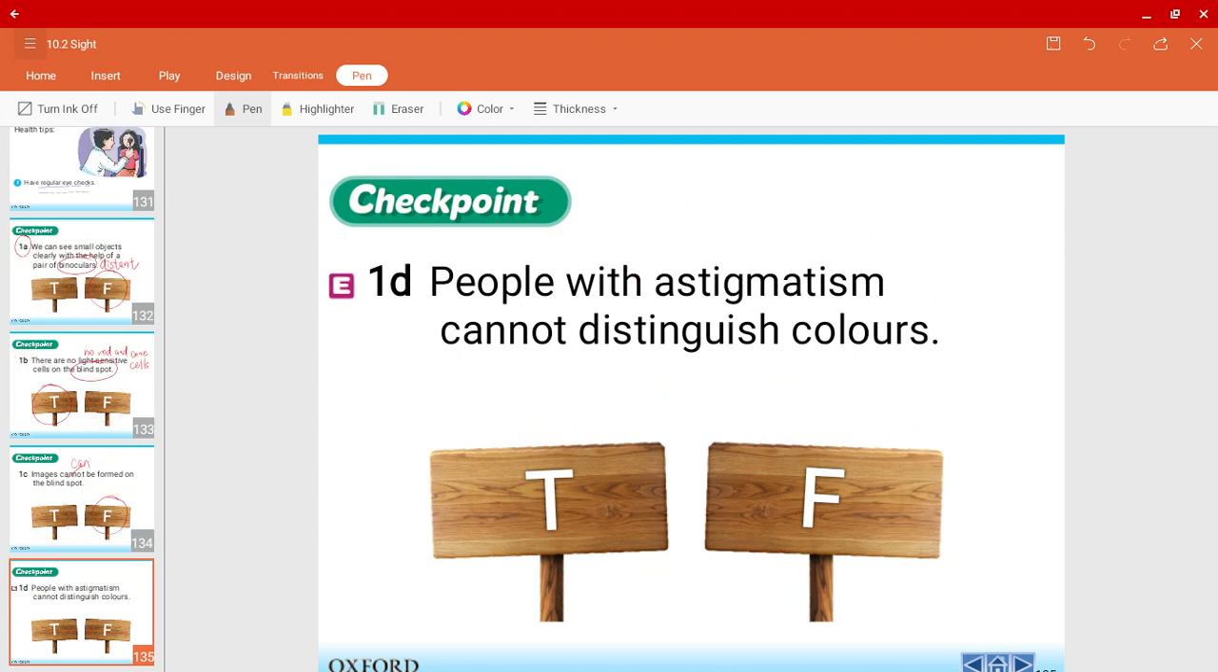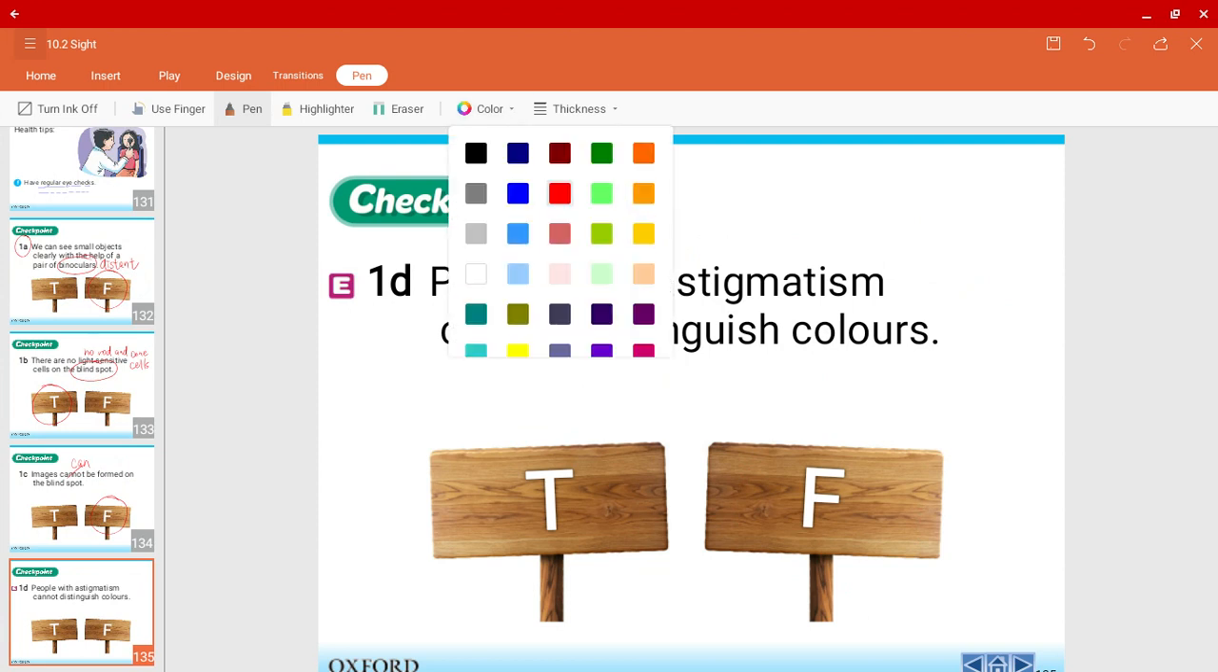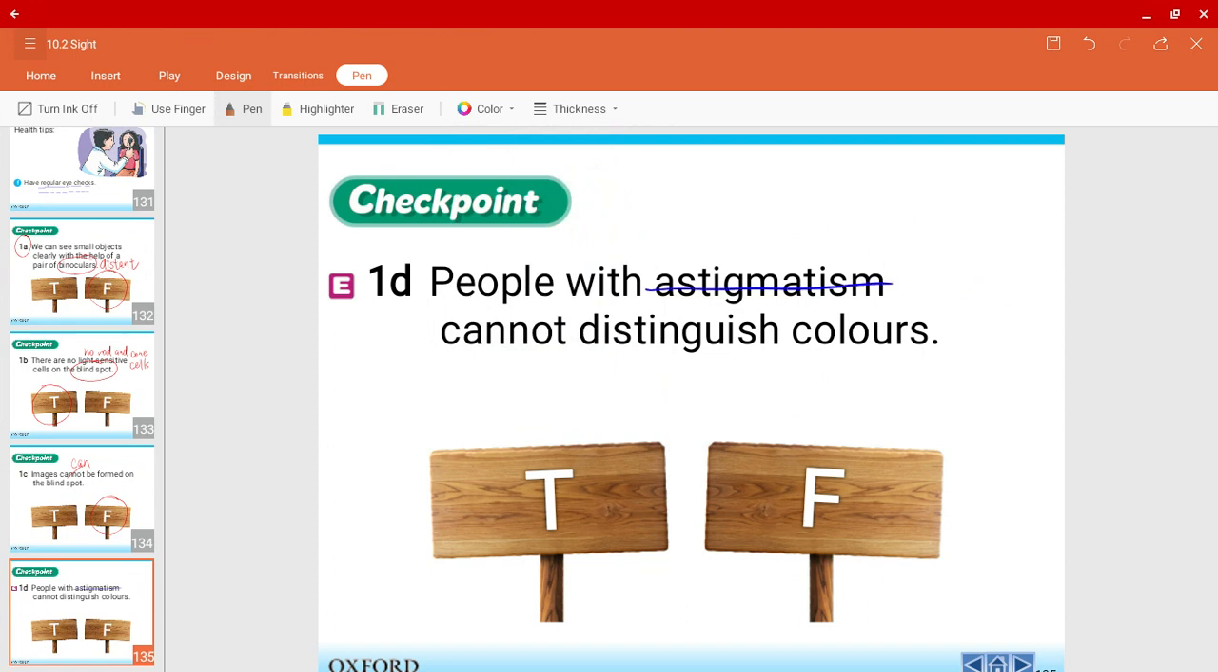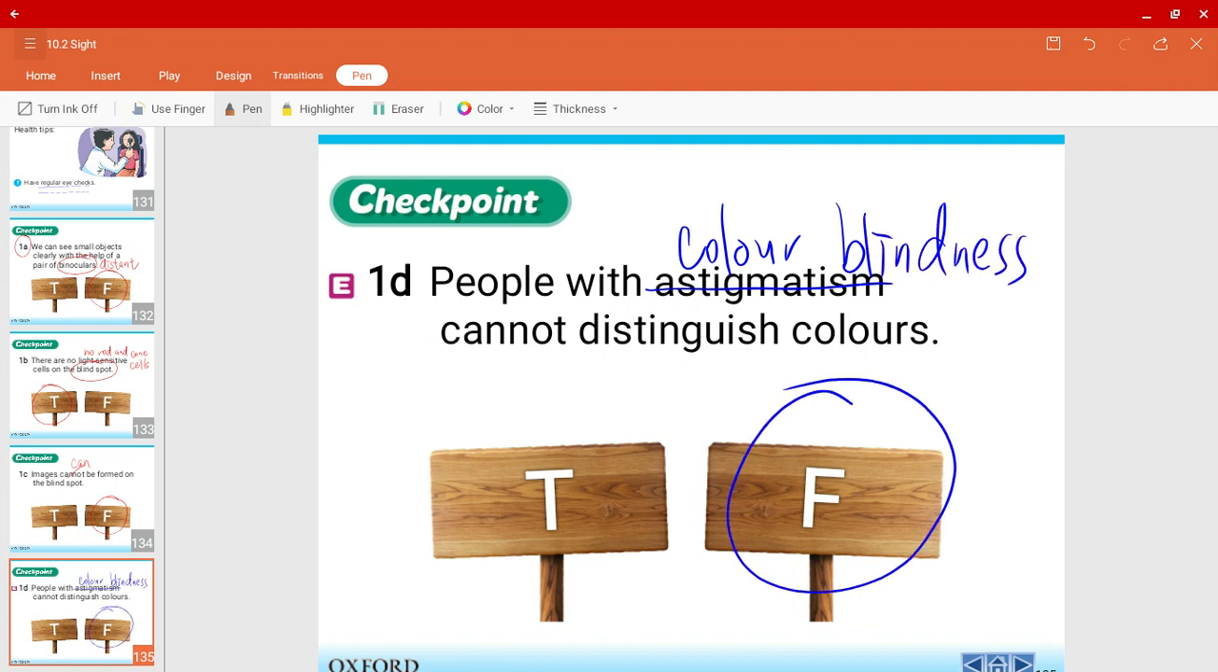Let's see question D. People with astigmatism cannot distinguish colors. Okay, this is a fairly easy one. Of course not. It is people with color blindness who cannot distinguish colors. So it should be false. People with astigmatism cannot really see objects clearly. It's a bit blurred. For example, with straight lines, they'll see several lines over there. And people with color blindness cannot distinguish between colors. The most common type is red and green color blindness.